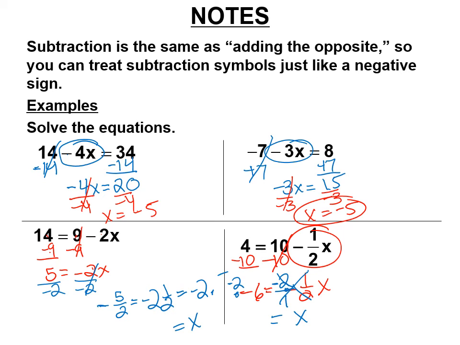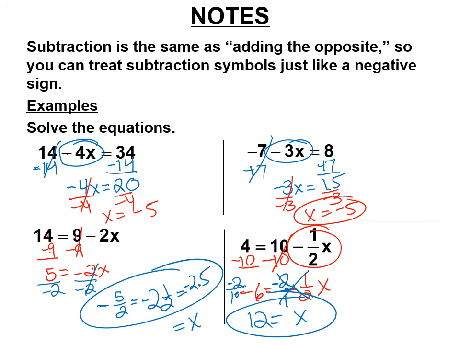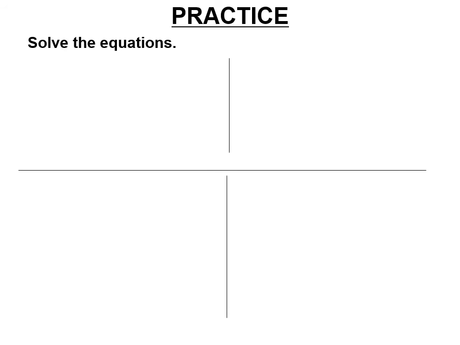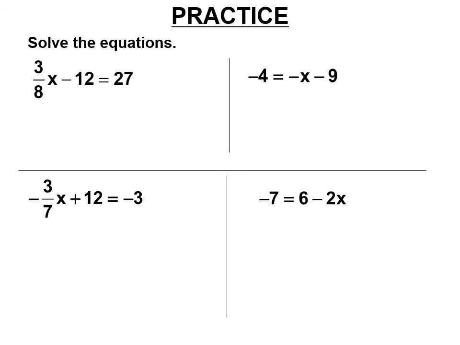I'm crowding myself here, so let's get that out of the way. So I'm multiplying both sides by negative 2. Negative 2 times negative 6, positive 12. All right, we're at the practice. Do all 4 of these, and then check to see if you understand this before you go and do your homework.